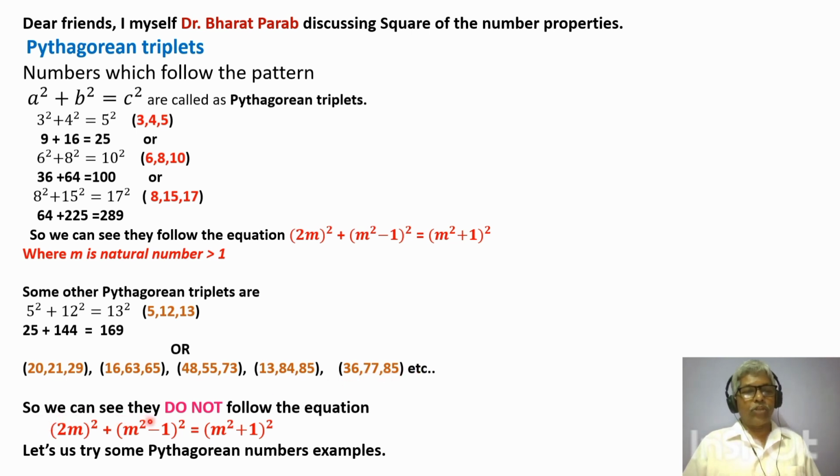We can see they do not follow this equation. Which equation? (2m) whole square plus (m square minus 1) whole square equal to (m square plus 1) whole square. So for a Pythagorean triplet to take place, it is not necessary that it must follow this equation only. There are some other types of Pythagorean triplets which do not follow this equation. Okay, so let us try some Pythagorean number examples.